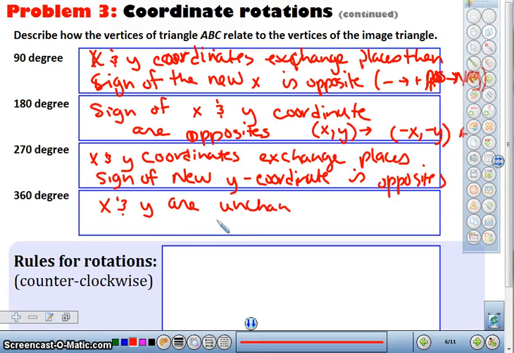End of the last video, we were just finishing with saying that a 360-degree turn is where our x and y are unchanged. This video won't be too long. We're just going to make sure we get down all your rules so that you have these down.